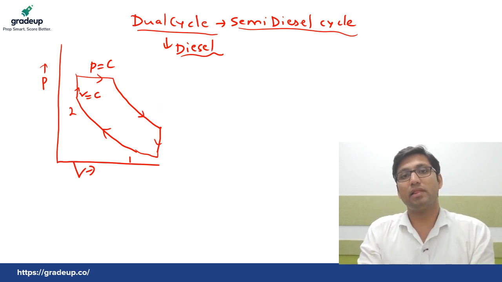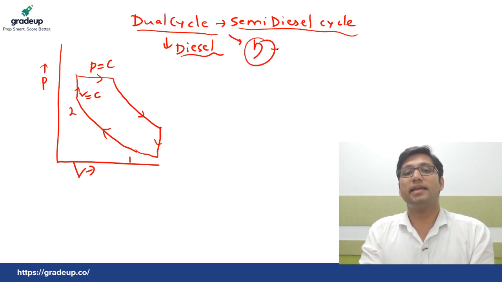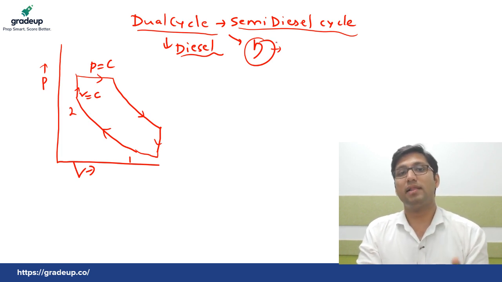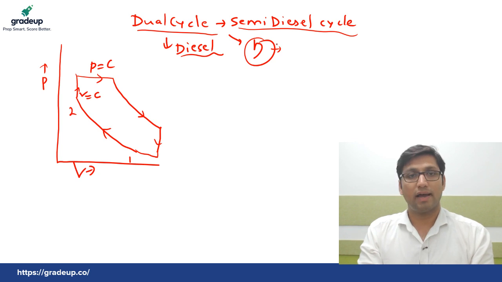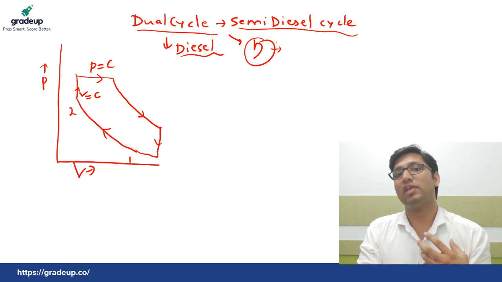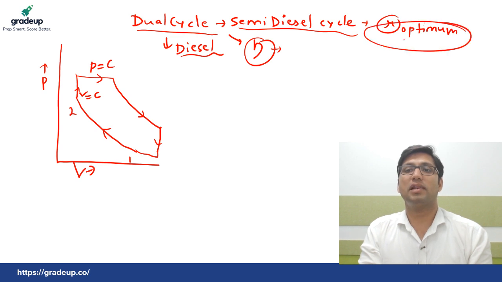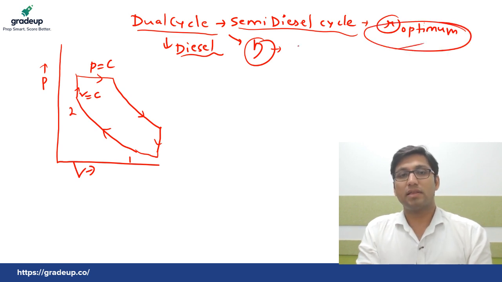The formula for efficiency is not that important because, if you see the application, the efficiency of the dual cycle lies between Otto and diesel cycle. This dual cycle is used in most applications. Most vehicles use the semi-diesel cycle where the compression ratio is optimum. For optimum compression ratio we normally use this dual cycle. This is the advantage of the dual cycle.